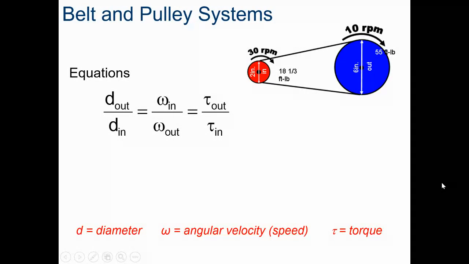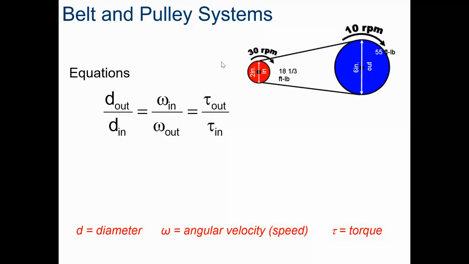But what we want to do is talk about belt and pulley systems and also sprocket and chain systems and see how those relate and how they compare to our gear ratios. And you're going to find there's a lot of similarity and a little bit of differences. As far as similarities go, we're going to have all the same sorts of equations.